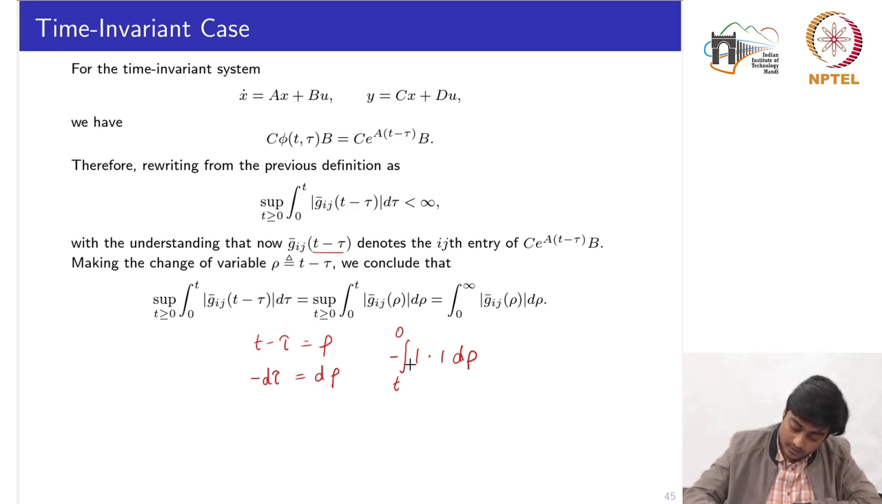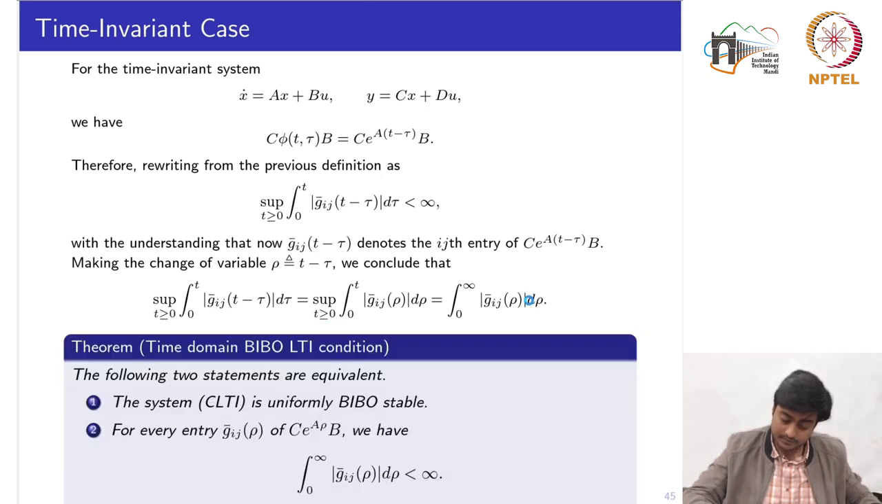Now we can remove this negative sign by changing the order of this integration, which is equivalent to saying 0 to t, the function inside the absolute value, and d rho, and this is overwritten over here. Now if we are taking the supremum for all time t, we can extend this time t up to infinity, which eventually gives us this condition. So this must be bounded.